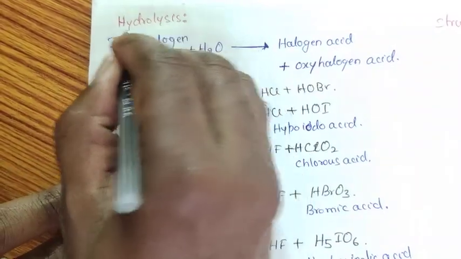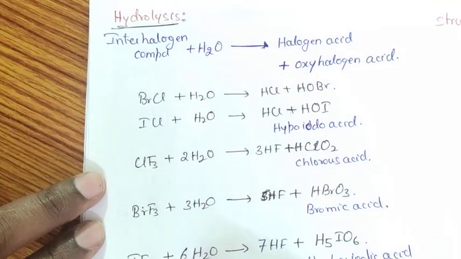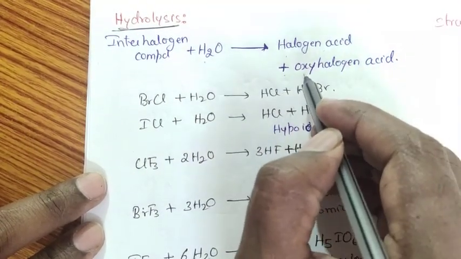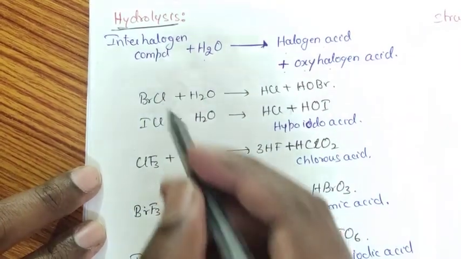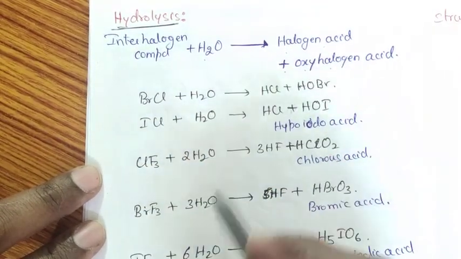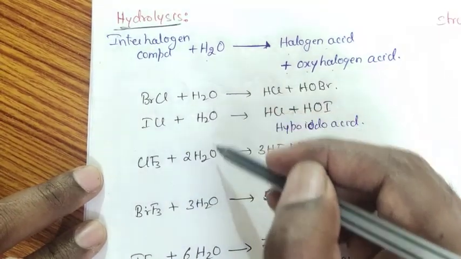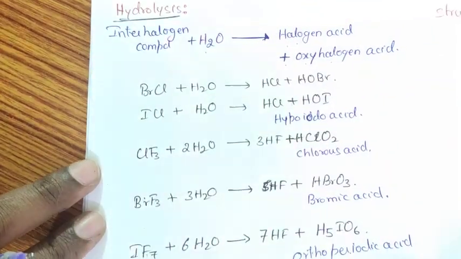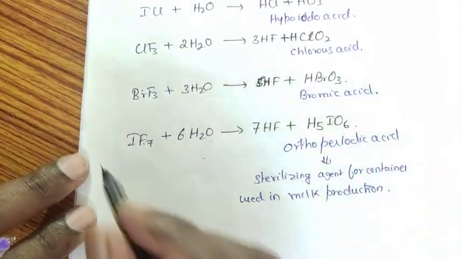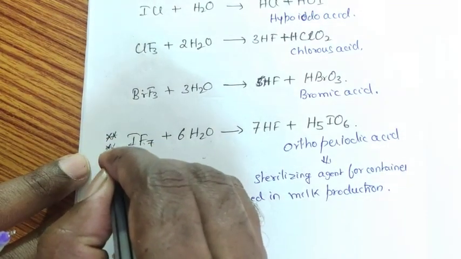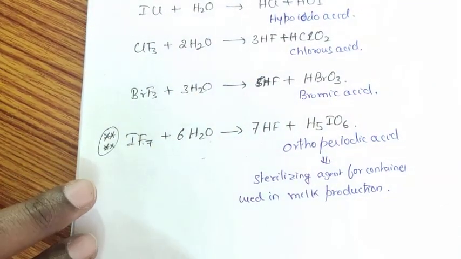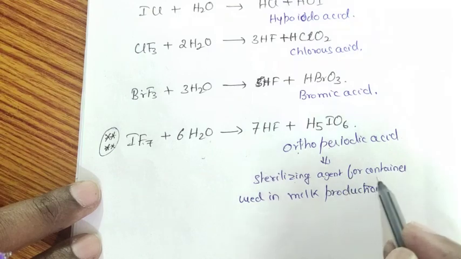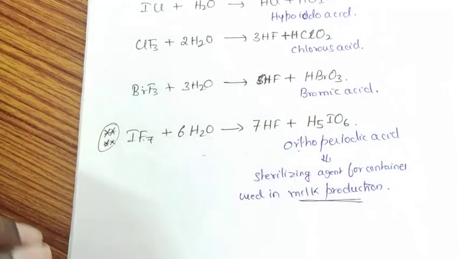Coming to the hydrolysis, very important. When interhalogen compounds are subjected to hydrolysis, they form halogen acid plus oxyhalogen acid. These are a few examples I have given. These are the interhalogen compounds which are subjected to hydrolysis. First they form halogen acid, then they are involved in the formation of oxyhalogen acids. And a very important part is this one. When iodine heptafluoride is subjected to hydrolysis, we get orthoperiodic acid. It acts as a sterilizing agent for the containers used in milk production.